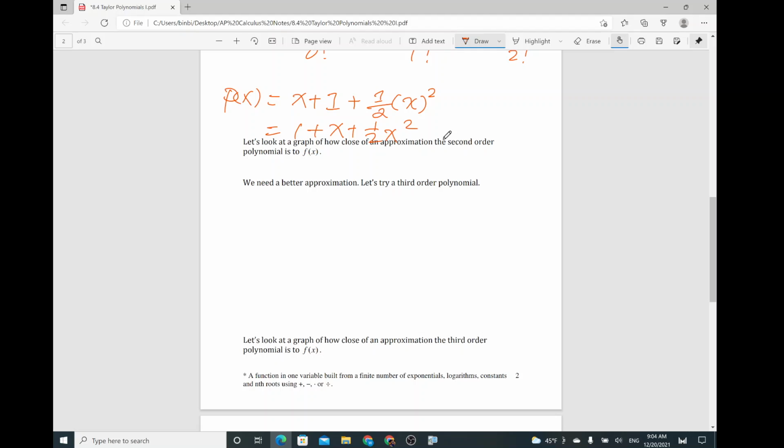Once we finish that, you can also look at the graph. It's a quadratic function, so just make the graph with the vertex and all that. You'll see that it's getting close to e to the power of x. But this time we need a better approximation, so let's try the third order.